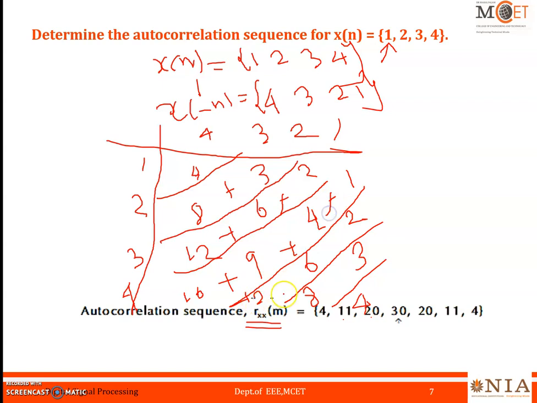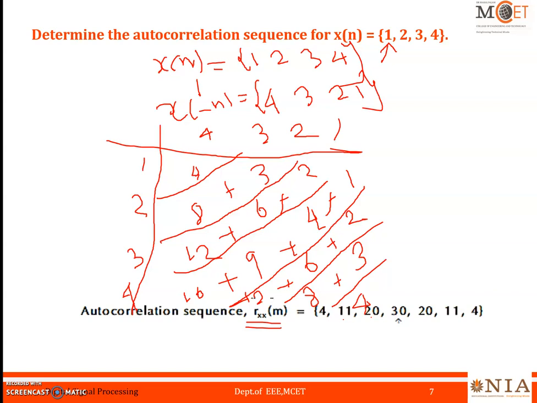So when you are doing the cross correlation, you have to do the cross correlation between x of n and y of n, and y of n you have to take as y of minus n. When you are doing the autocorrelation, you have to do it for the same sequence. One you have to take as x of n and another one you have to take as x of minus n. So that's the way you have to find out the cross correlation and autocorrelation.